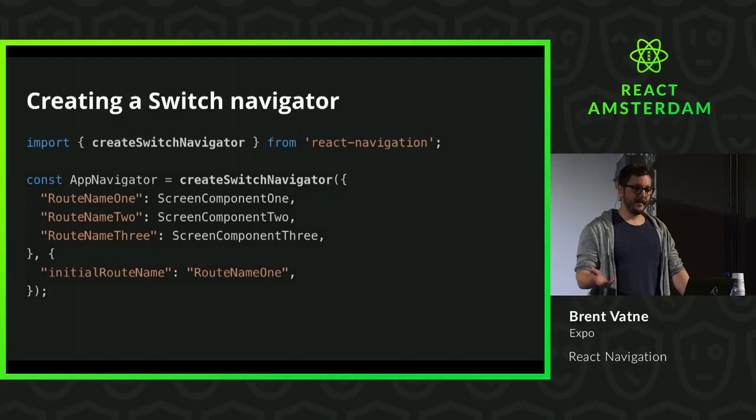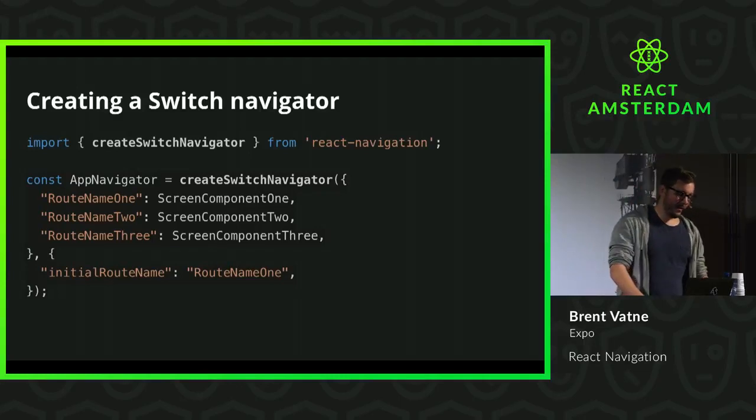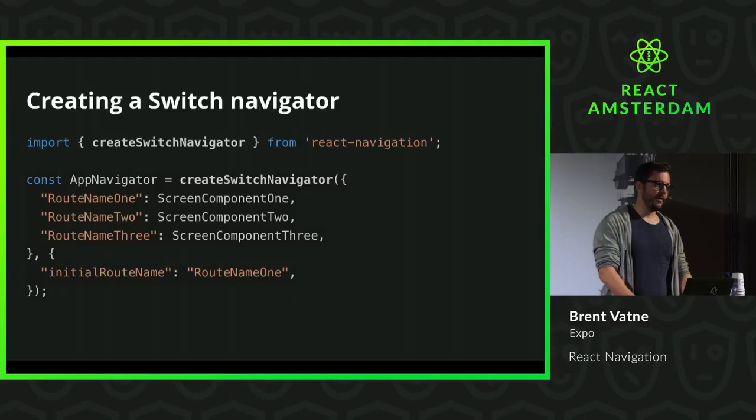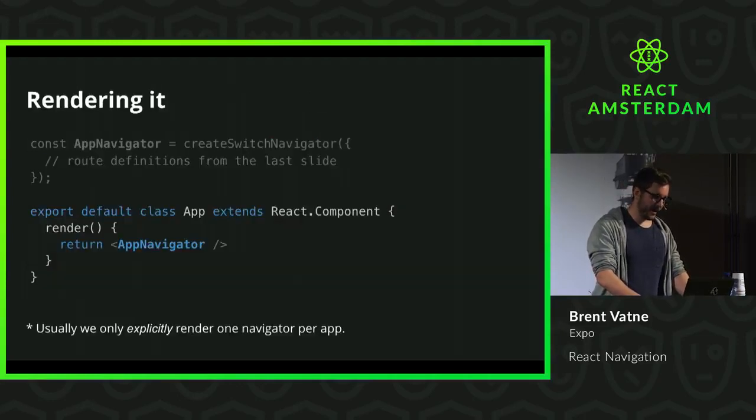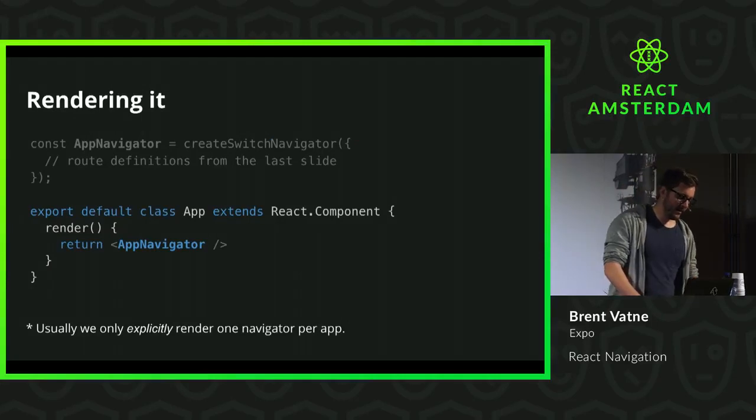So this could be like the initial route name. There's a bunch of other stuff that you can use. It really depends on what navigator you're using. It's probably good to use initial route name because otherwise you're depending on the order of properties inside of an object, which is not recommended by the language spec.